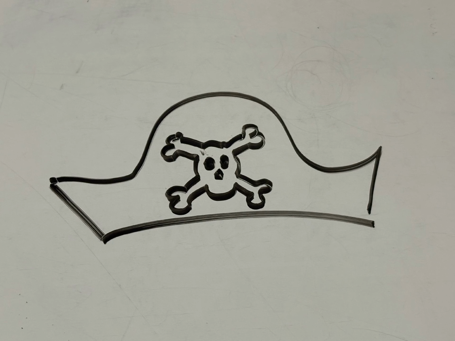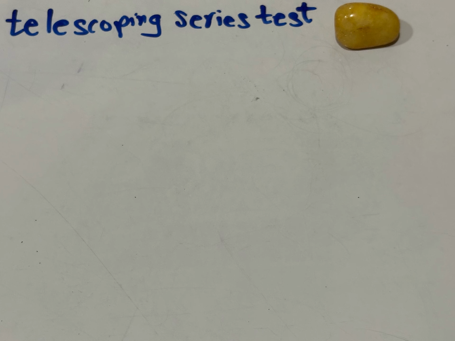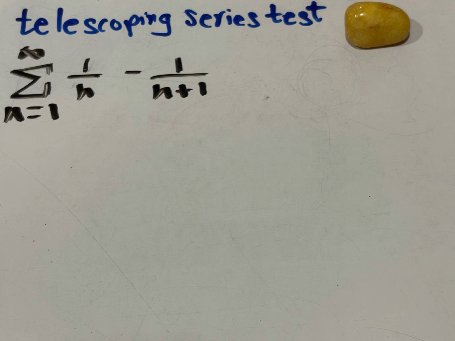The next test is a little interesting, as it involves becoming a pirate. That's no joke, as it's the telescoping series test. Telescoping series are only used in specific cases, so let's illustrate one example before becoming very general. 1 over n minus 1 over n plus 1 is a good example.